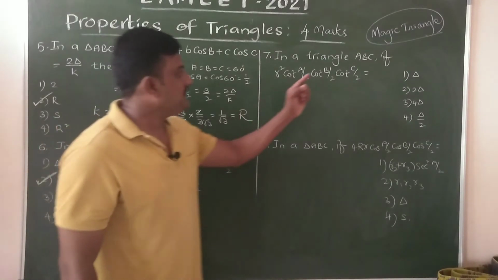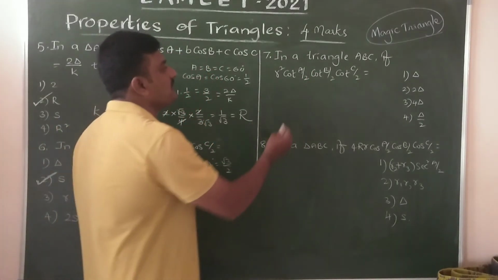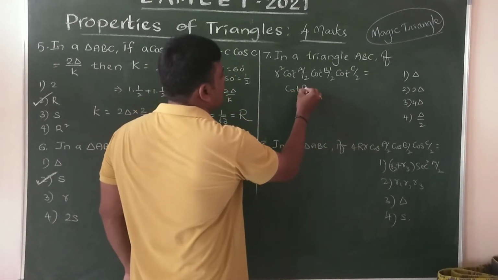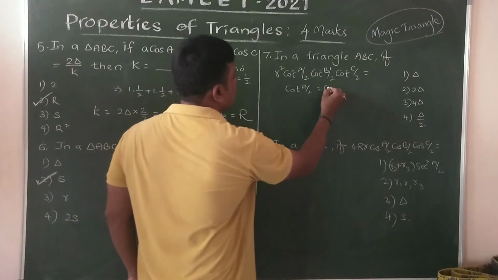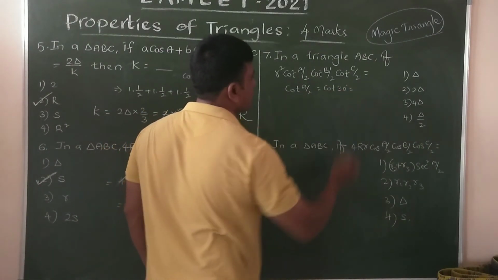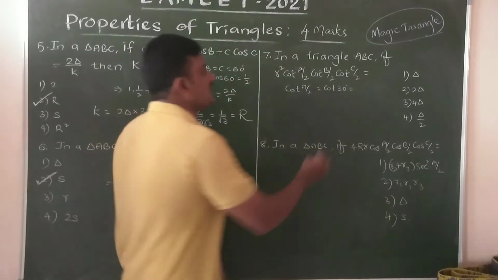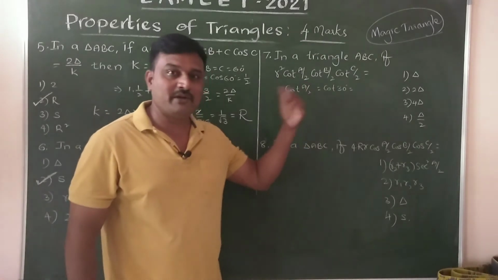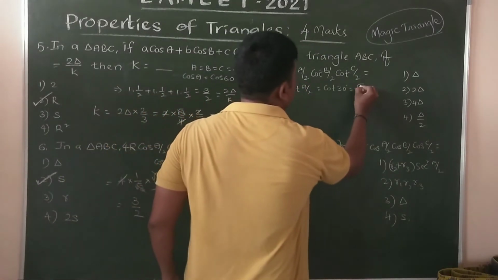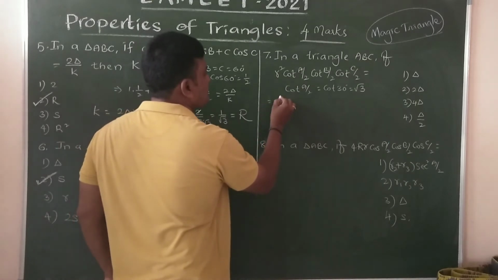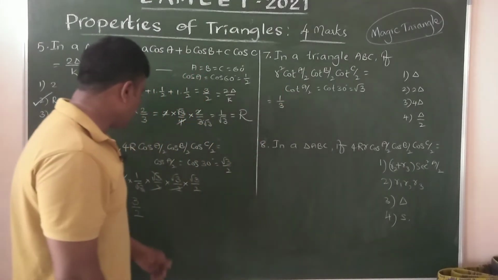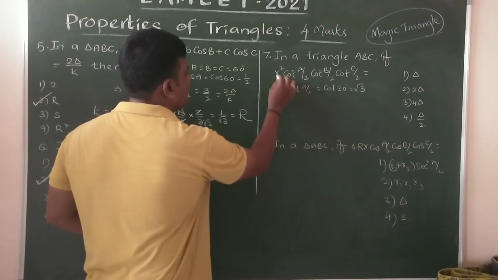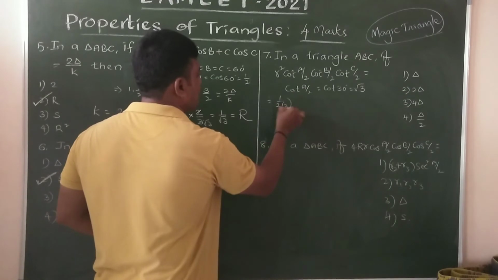In a triangle ABC, if r square cot A by 2, cot B by 2, cot C by 2 equals. Here also the same. First of all, cot A by 2 equals what? Cot 30. Yes or no? Cot 30, just remember tan 30 is 1 by root 3, so cot 30 is root 3. Then small r equals 1 by 2 root 3, so r square is 1 by 2 root 3 whole square.